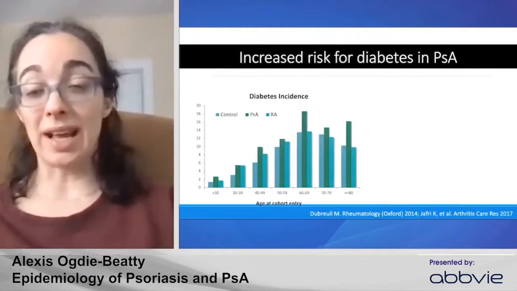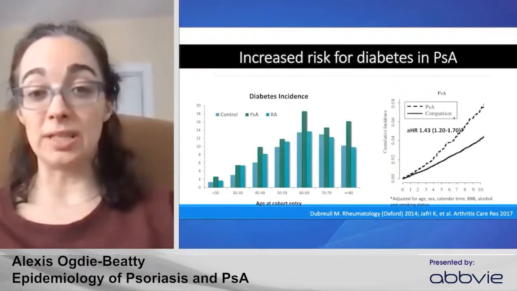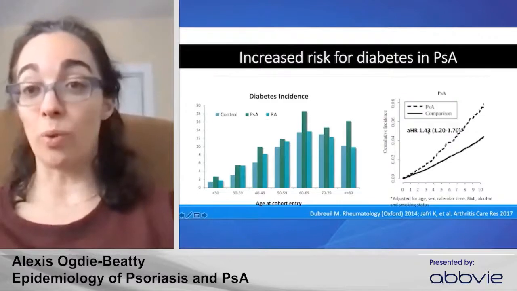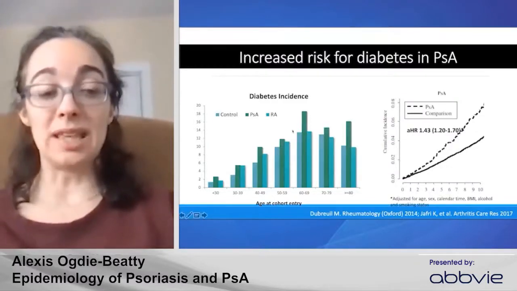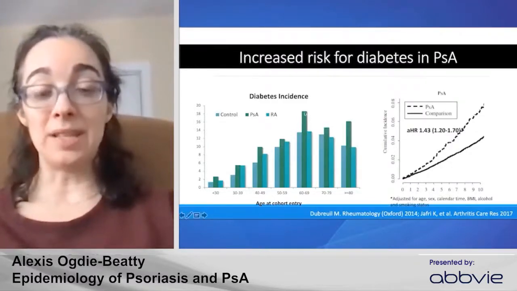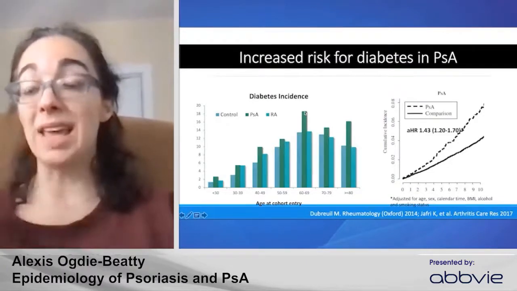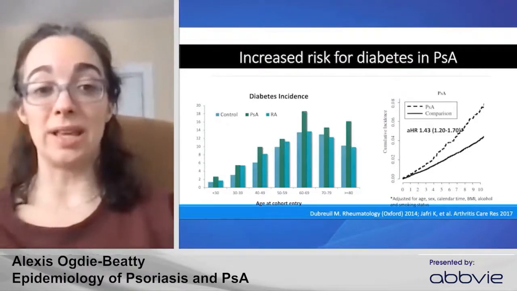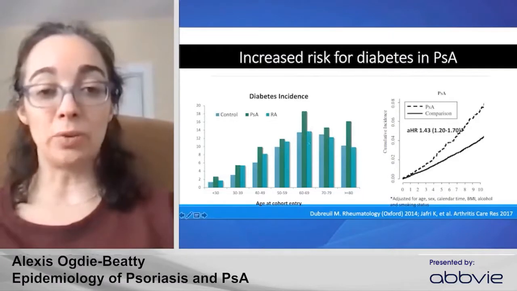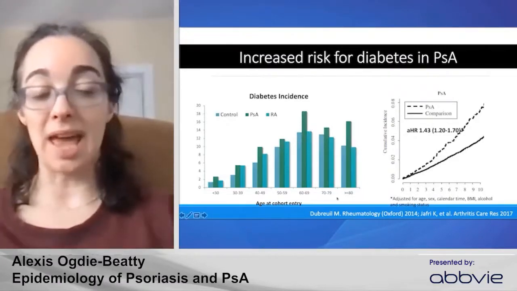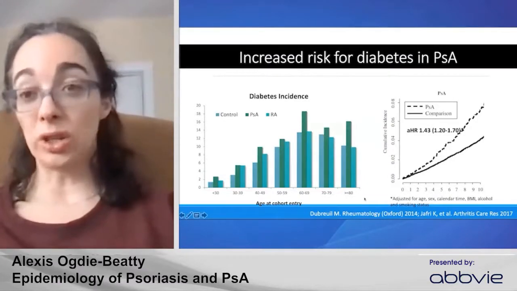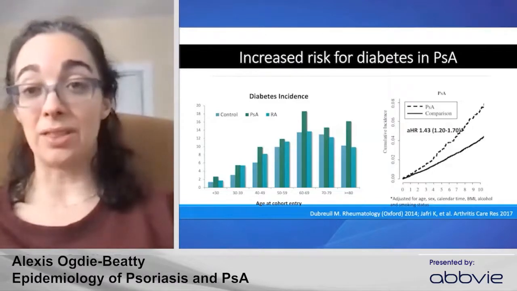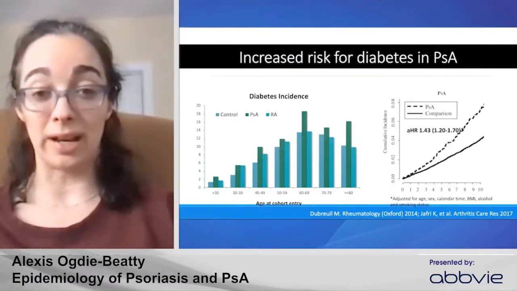Also important to recognize that diabetes is more common in our patients. The hazard ratio for diabetes is around 1.4. So you can see in these particular studies that diabetes is even more common, or the incidence is even higher in psoriatic arthritis, the center bar there, compared to rheumatoid arthritis or controls at any given age. So when you're looking at the labs coming back, the glucose being high is really important to recognize.